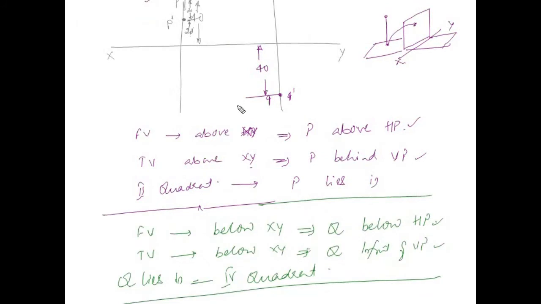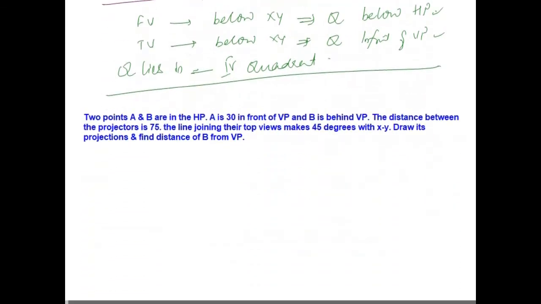Okay, so let us see now one more problem. These are all problems from your textbook. You can go through them later on. Two points A and B are in HP. A is 30 in front of VP and B is behind VP. The distance between the projectors is 75. The line joining their top views makes an angle of 45 degrees with XY. Draw the projections and find the distance of B from VP. So let us draw the projections of this. First I will take my XY line.